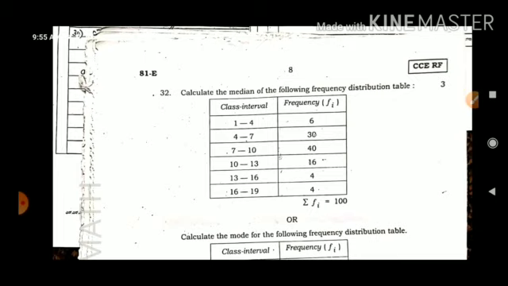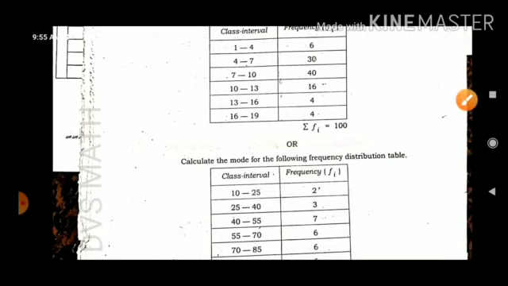So definitely there will be a choice between mean and median, or median and mode, or mode and mean. Here observe, calculate the median of the following frequency distribution, where the class interval and frequency are given. So this is related to median. The next one is related to mode. There is an option between median and mode.